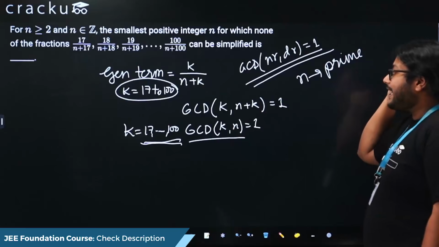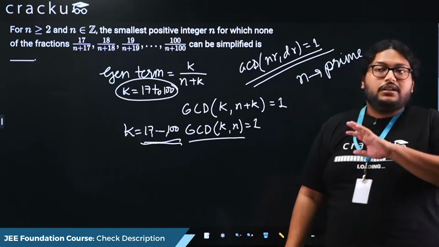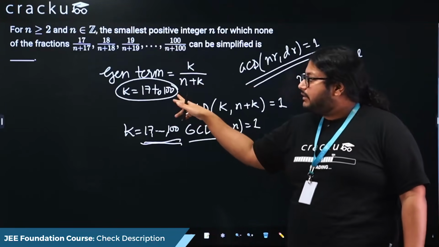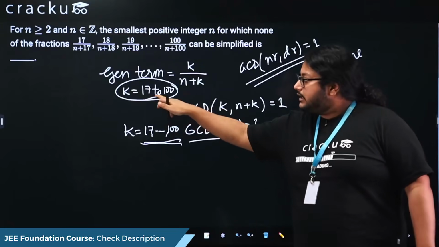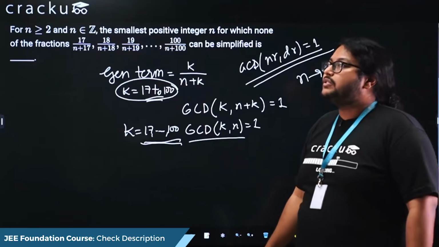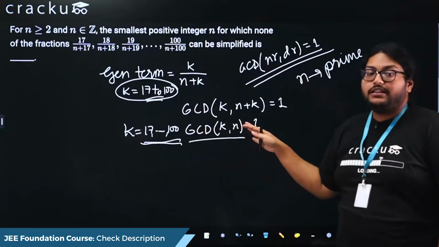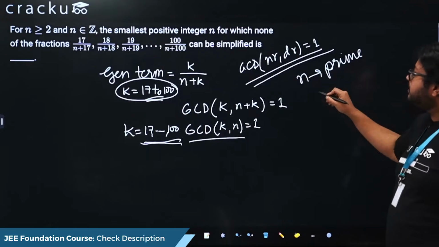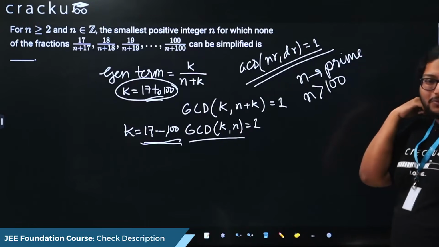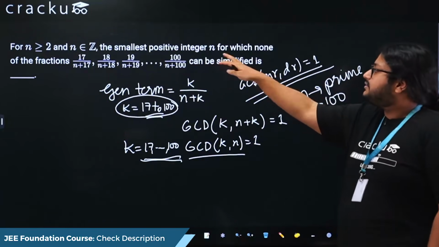The second thing is n has to be such that it has nothing from 17 to 100. It has to be more than that, because for any number n which is less than 100, that prime exists. Let's say if I take n to be equal to 23, or I take n to be equal to 31, in that case that number is there, so GCD of n and k will not be equal to 1. So n has to be a prime and n has to be greater than 100. We can write equal to also, but why? n has to be greater than 100. Only in that case this works.